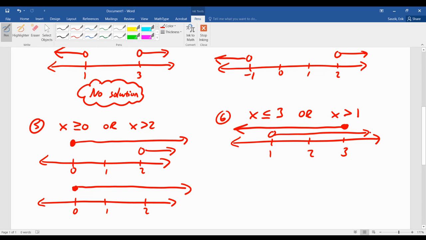Well, it goes up forever here. You have both in between. One goes on forever below. This is actually all real numbers. Every number in the world is smaller than or equal to 3 or bigger than 1. Okay? This is all real numbers. You have at least one of those lines.